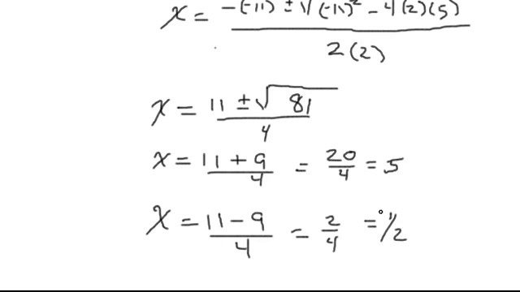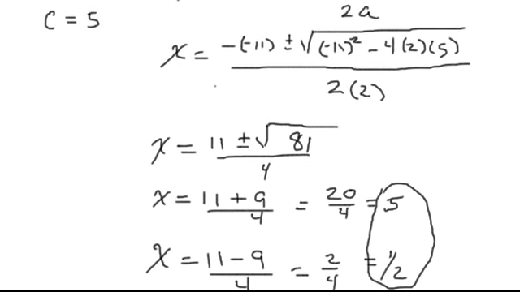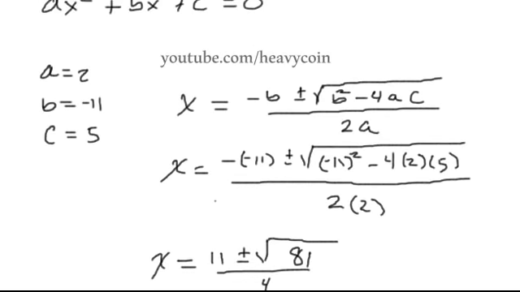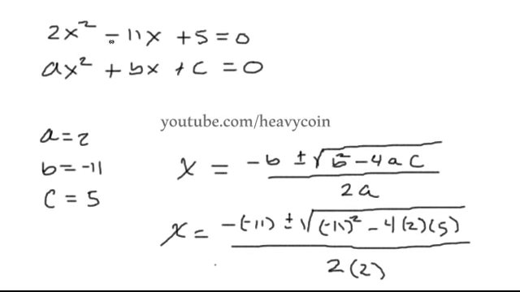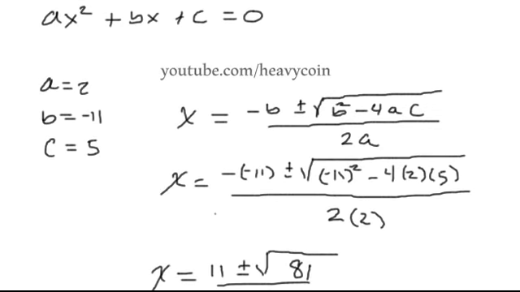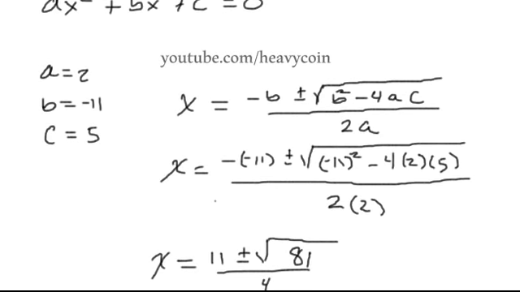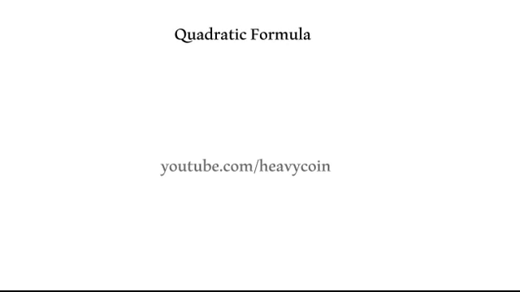Okay? So these are our solutions. 5 and a half are going to be the solutions to our equation. So if you know the formula, it's a whole lot easier doing math than completing the square. I think it's a lot less steps. Okay. Let's see here. If I can squeeze in another one before my time runs out.